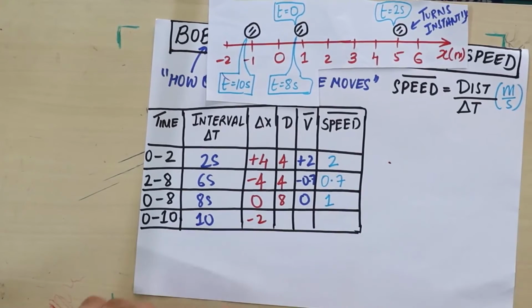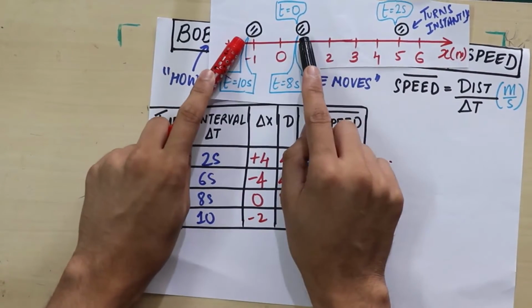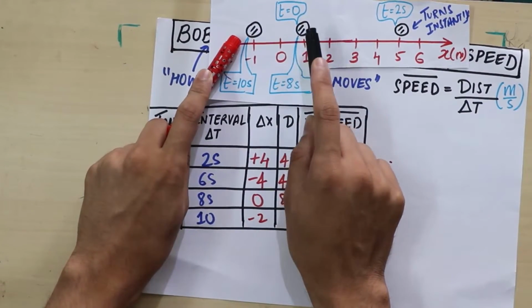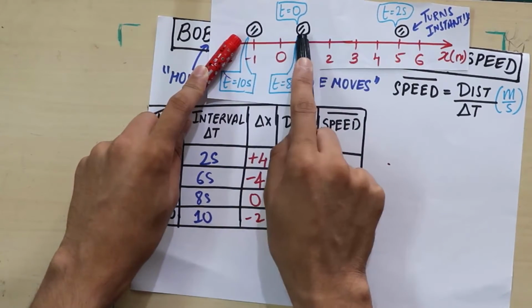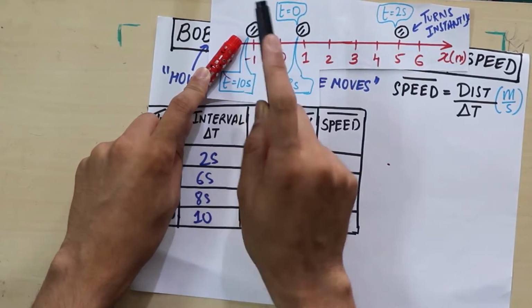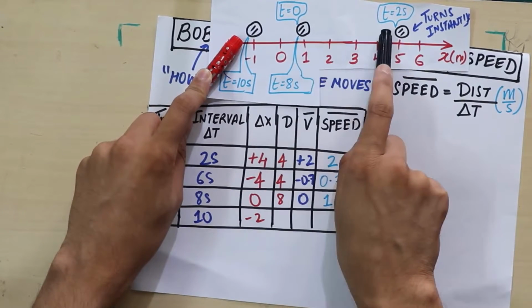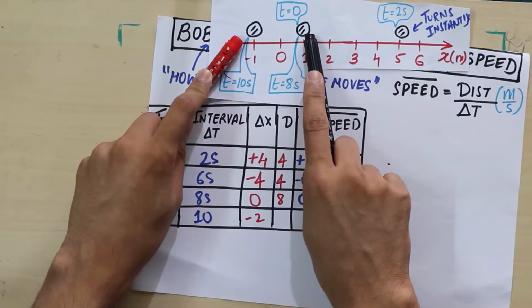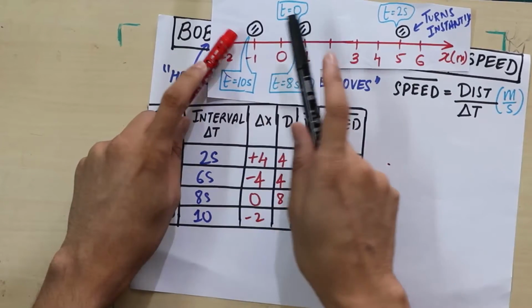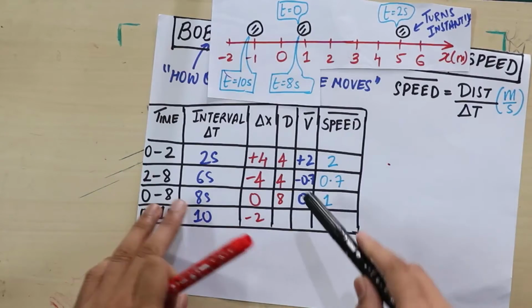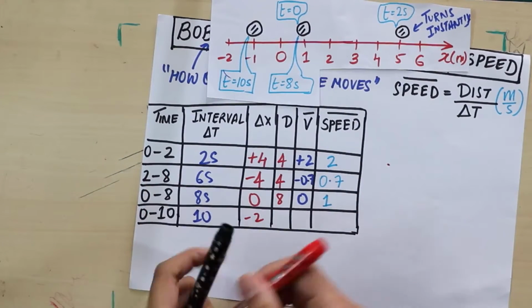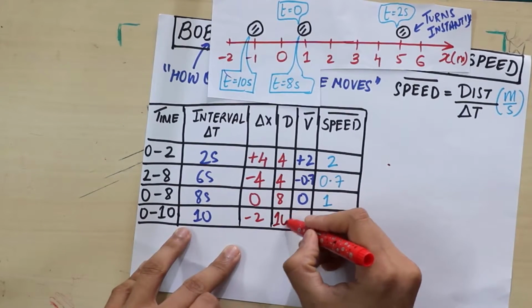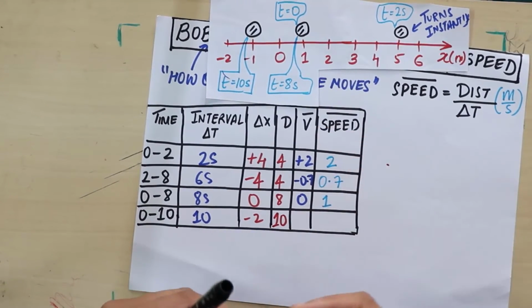What's the distance traveled? See, I told you, you have to figure out how much he moved. Did he directly go from here to here from 0 to 10 seconds? No. He went this way and then he came back. So we need to use that information. He travels 4, an additional 4, and then he travels an additional 2. So he travels 10. So the distance he travels is 10 meters.